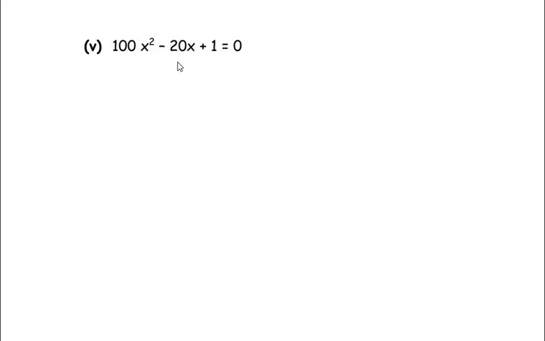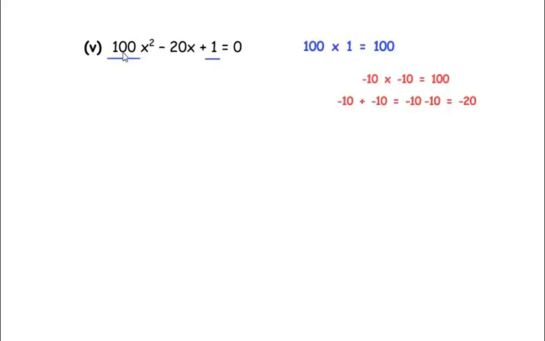100x square minus 20x plus 1 equal to 0. Now here let us begin with the factorization. So we are going to multiply the coefficient of x square with the constant. So 100 times 1 is equal to 100. Now we have to find out the factors of 100 in such a way that when you multiply them you should get 100, and when you add them or subtract them you should get the middle term which is negative 20.